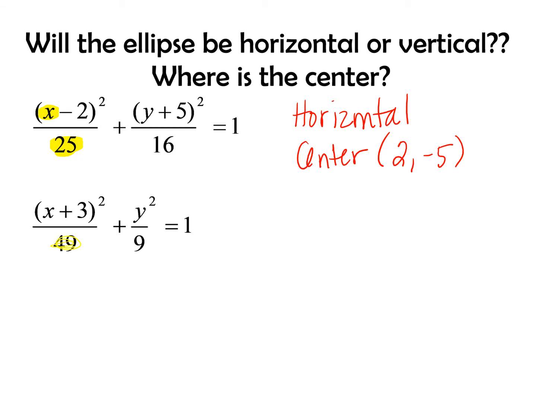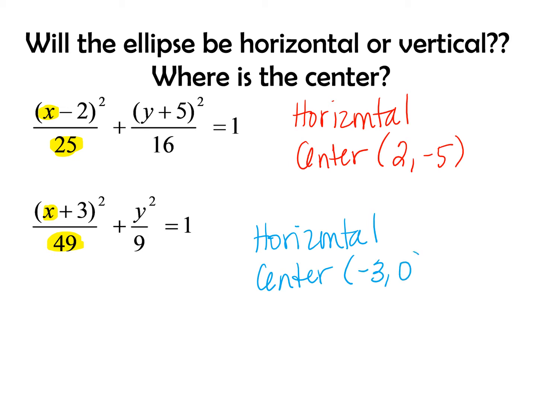49 is larger than 9. So once again, this one is underneath the X. And so we are going to have a horizontal ellipse, and our center, remember it's H comma K, and it's the opposite of what you would see, so that's going to be a -3. And then don't freak out. Remember, if you just have y squared, that means your y coordinate is 0. If the larger number had been underneath the y, or the y squared term, then you would have had a vertical ellipse.